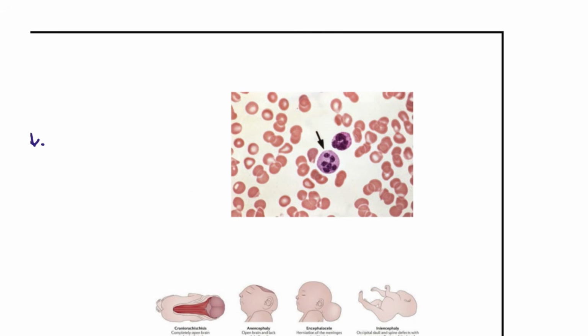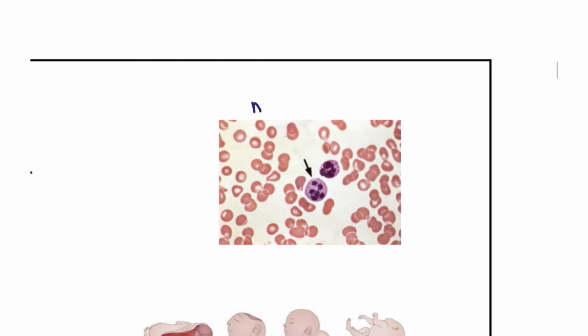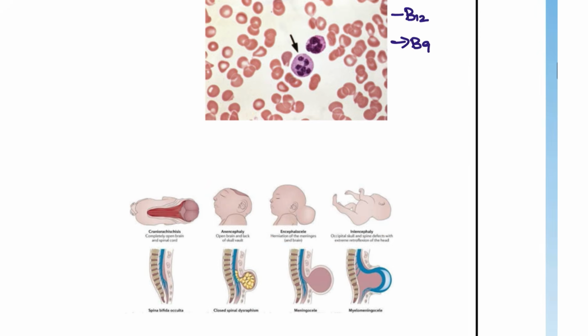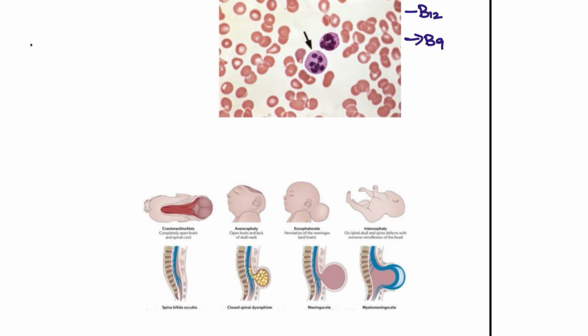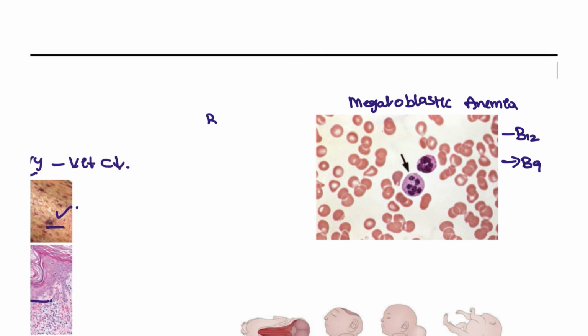Next, here you can see another picture. What is this condition, guys? Megaloblastic anemia. This is known as megaloblastic anemia. This megaloblastic anemia can be associated with B12, or with B9. Okay, two conditions will be seen in these patients. But let's discuss B12 deficiency.